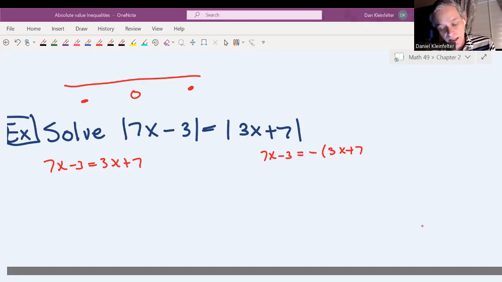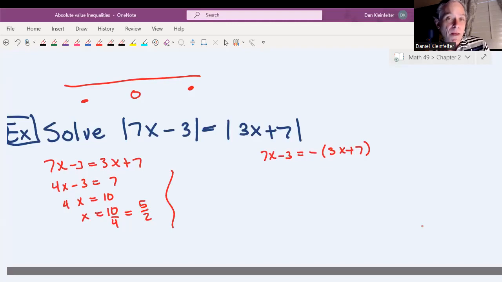All right, so we have 7x minus 3 could be the opposite of 3x plus 7. So this is going to give us two separate equations to solve. So here, let me subtract 3x from both sides. 4x minus 3 will equal 7, so that 4x is equal to 10. X will be 10/4, which is the same as 5/2. Okay, that will be our first value.